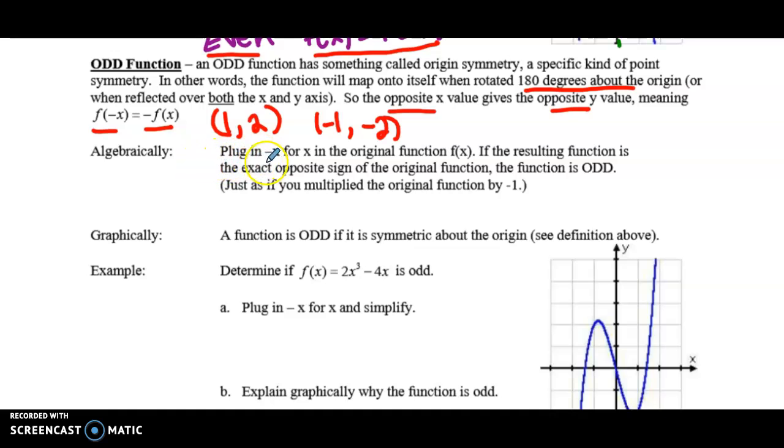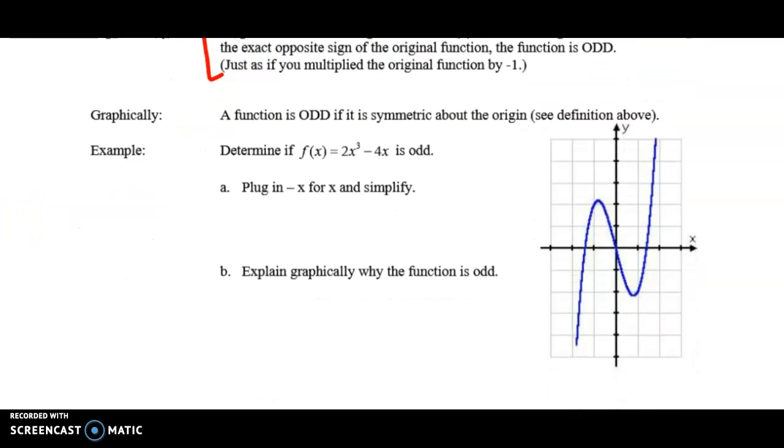So to check this algebraically, you're going to plug in negative x for x the same way you did with an even function. If the resulting function has every single solitary sign that's the opposite, then it's odd. So just think, if you took the original function and multiplied every single solitary thing by -1, then it's going to be odd. All right, so let's take a look at this example.